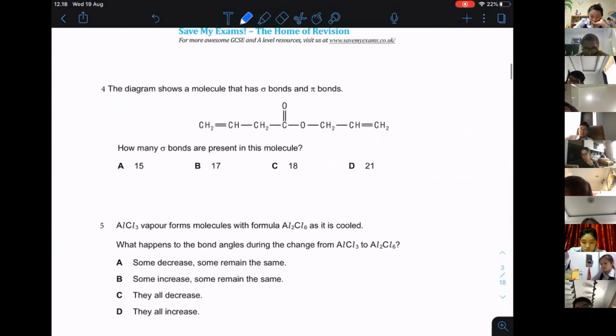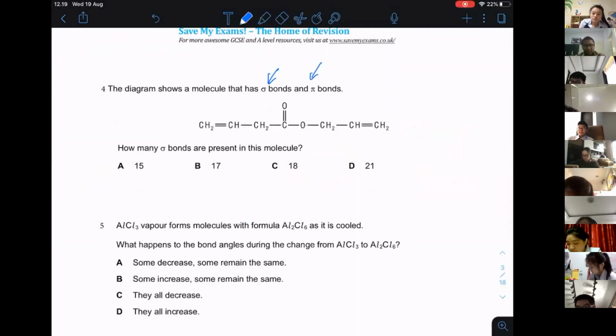The next question. The diagram shows a molecule that has sigma and pi bonds. Anyway, I'm not recording this. I don't know whether it has actually stopped or what. Never mind, we just discuss like normal. You might not have the video. Now, how many sigma bonds are present in this molecule?